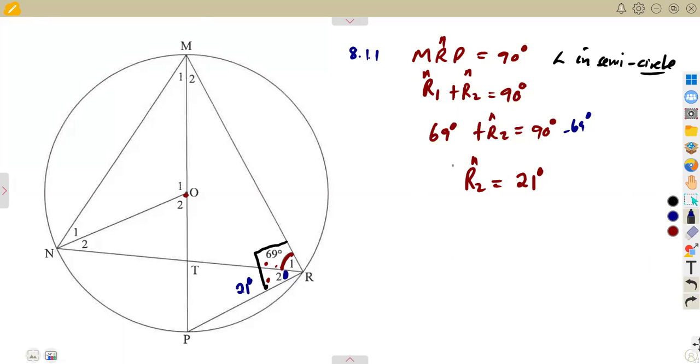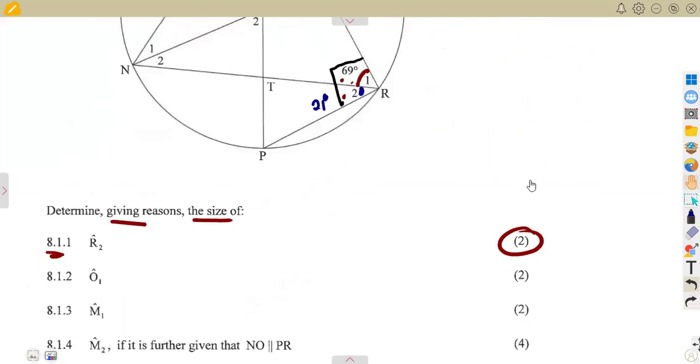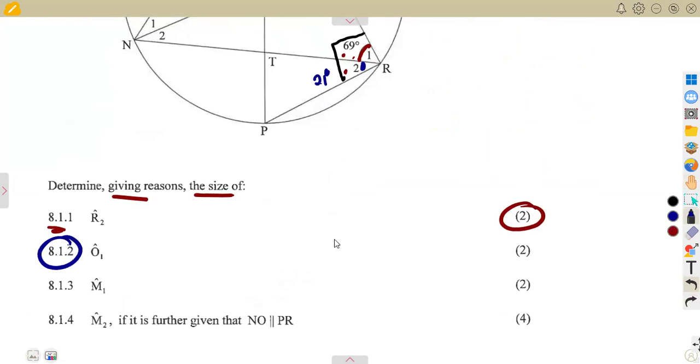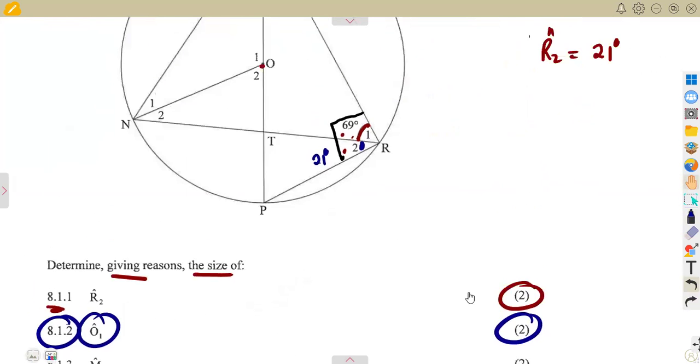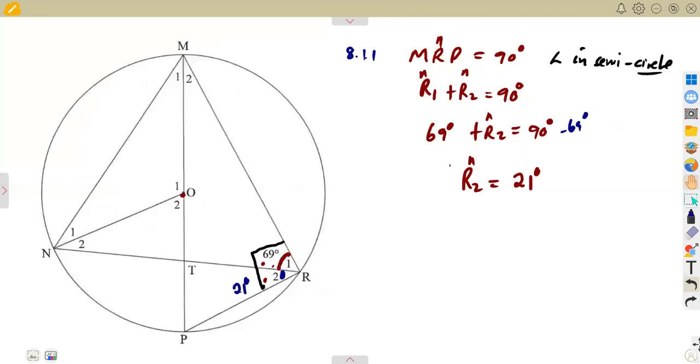All right, let us consider the other part of our question. We are asked to calculate angle O1, for 2 marks. Where is angle O1? Angle O1 is here. This is where we have our angle O1. I want you to consider that this angle is at the center.